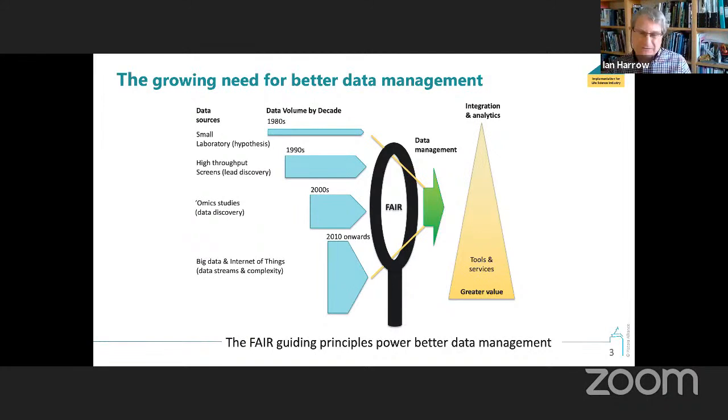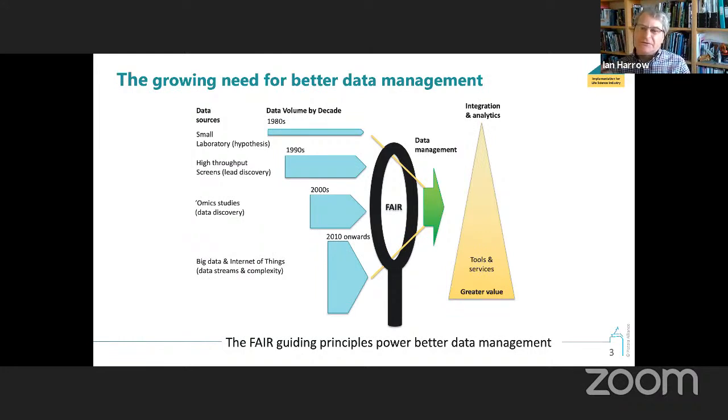You're still testing hypotheses, of course, that will never go away, but you've moved to this data discovery mode. And in the last 10 years, this has just grown more and more. So we're in the era of big data. There are many V's: volume, velocity, veracity, and numerous others, as well as complexity and heterogeneity. So what all of this does is mean you've really got to be on top of your game for data management. And this is where the FAIR guiding principles really do help.